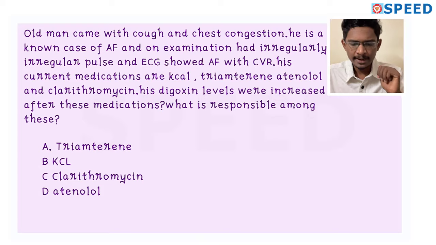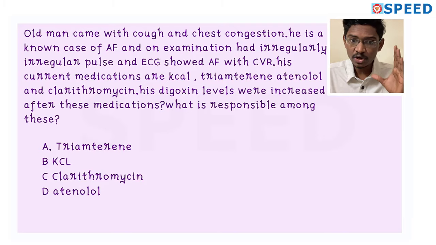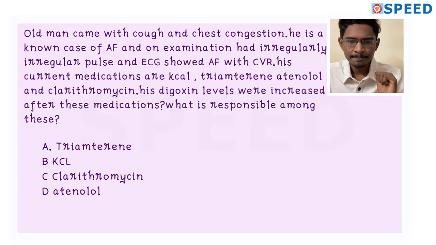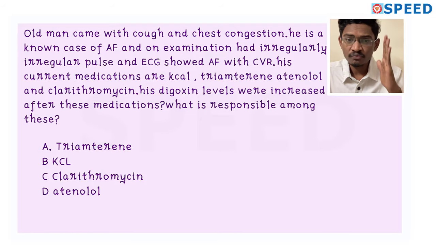A 50-year-old man came with complaints of cough and chest congestion. It's a known case of atrial fibrillation. On examination, he had irregular pulse, and ECG showed atrial fibrillation with controlled ventricular rate. He has been on potassium chloride, triamterene, clarithromycin, and atenolol, and his serum digoxin levels were found to be increased than previously. So which of the following medications among these can cause elevation of digoxin levels?